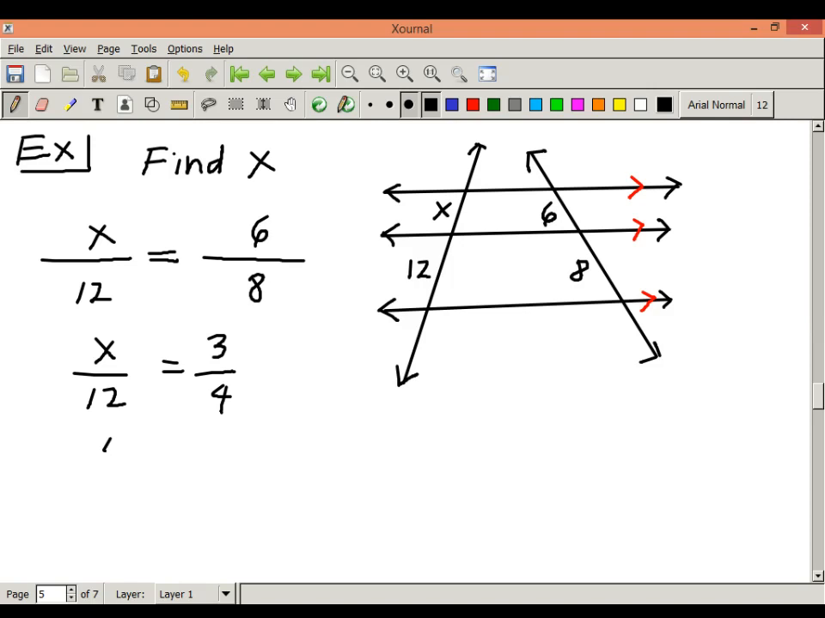So then cross multiply. So 4x equals 36, and x equals 9. So again, the problem, not as bad as proving the theorem.